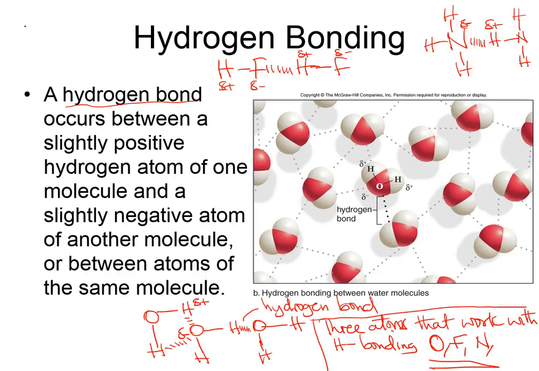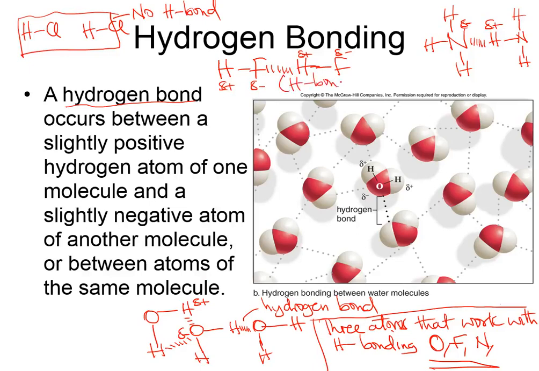But if you have HCl and HCl, here there will be no hydrogen bond, no H bond, because Cl is not one of these 3. So here you have H bond, here you have H bond because there's nitrogen, but here you have no H bond. Here for water you also have hydrogen bond. So that's it about hydrogen bond.